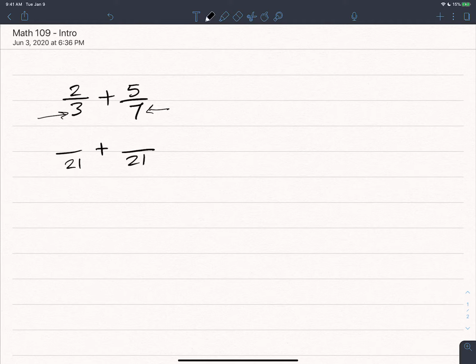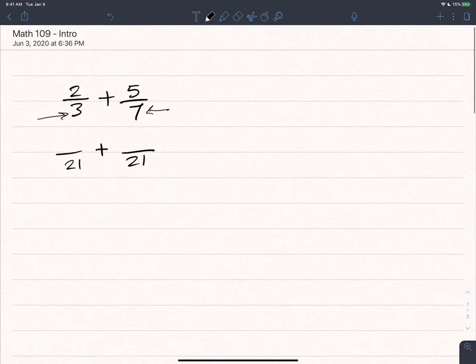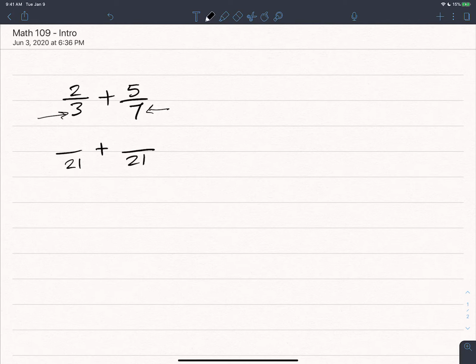So now we rewrite both fractions with 21 as the denominator because, again, both 3 and 7 go into 21, right? And the next question we need to ask ourselves is how did we get 21 on this one? So how did we go from this 3 to this 21? What do we multiply by to get to 21? We multiply by 7. So we need to multiply the top number by the same thing. So we multiply the 3 by 7 to get 21. So we need to multiply the 2 by 7. And what is 2 times 7? 14.